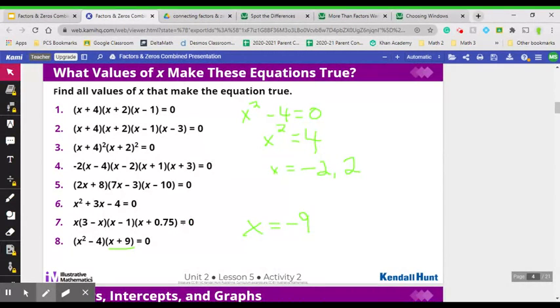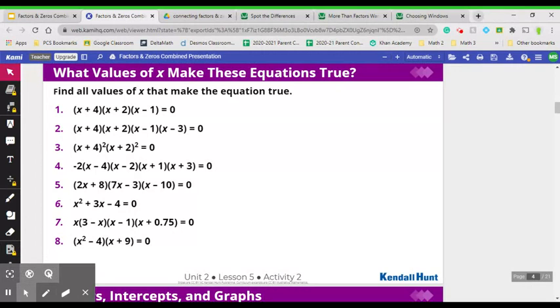Essentially, this strategy is to look at each factor and set each factor independently equal to 0 and solve for x. Your answer would be a number that would make the whole thing 0, since it's all multiplication. And you can apply that rule to all 8 of these problems.